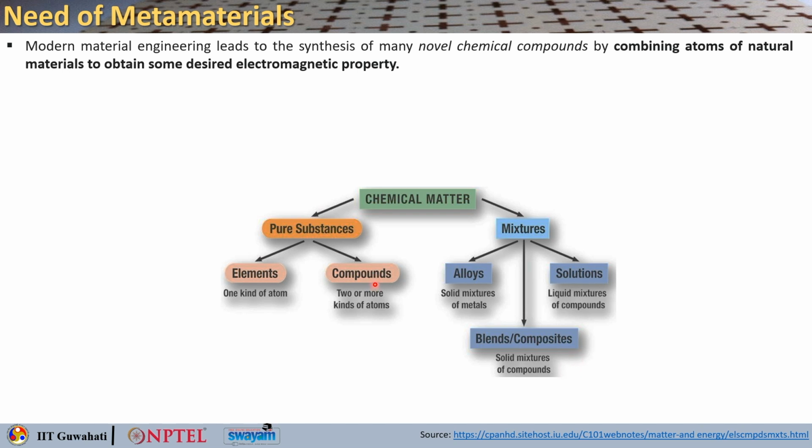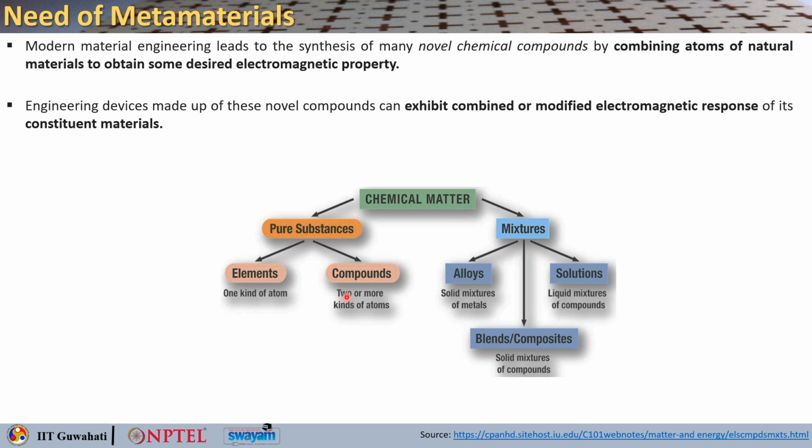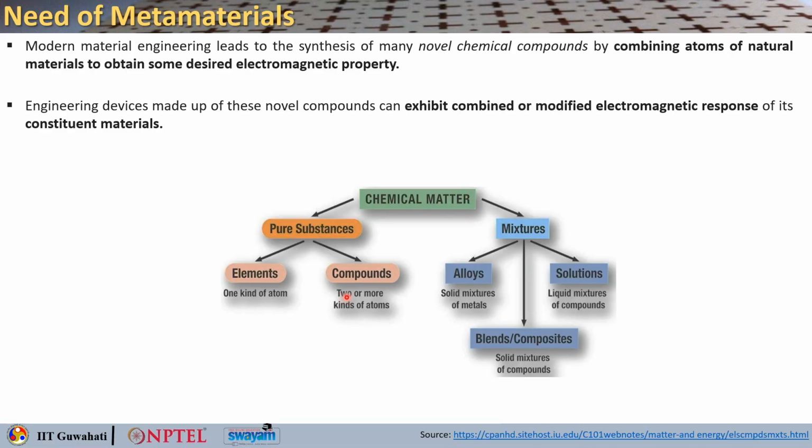Okay? So, with all these things in place, still there is a requirement that for a particular frequency range, they are not able to give you a custom required electromagnetic property like permittivity or permeability. We will come to the definitions, if you are not sure about this, in the upcoming slides. But these basically tell you how electric and magnetic fields behave with a particular material.